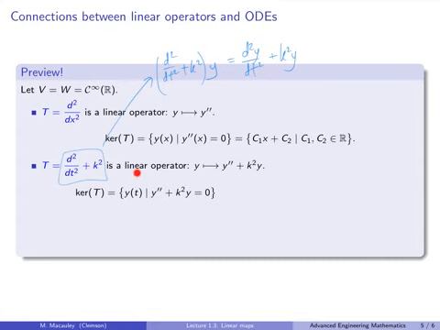And I claim it's linear. Let's see why it's linear. What does it mean to be linear? So it's linear if T of a y1 plus b y2 is, down in the lower right, a times T y1 plus b times T y2. So why does that happen? Let's check. So what is T applied to this? That is d squared over dt squared plus k squared applied to a y1 plus b y2.